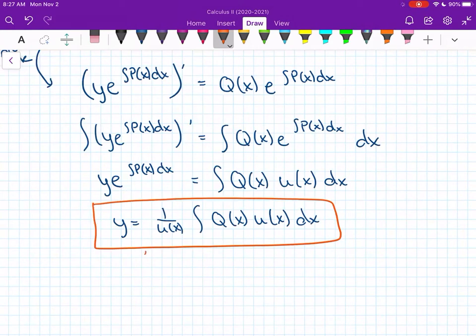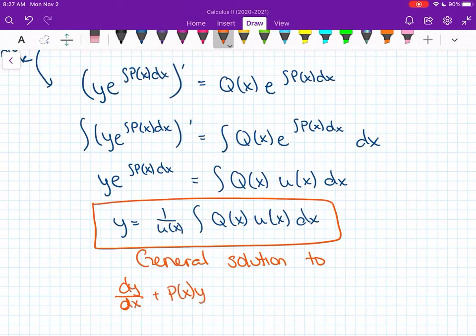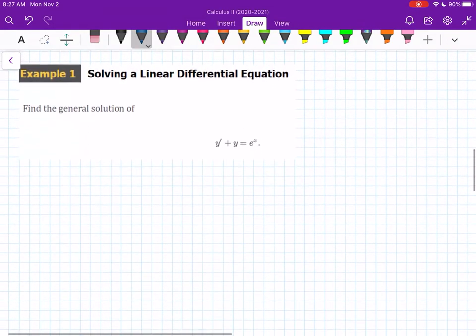Let me give some more space here. Put it in a box. So this is the general solution to my differential equation, which is dy/dx plus p of x times y equals q of x, where u of x equals e to the integral of p of x dx. All right, that may seem a little confusing, but let's do an example and show how it works in action.